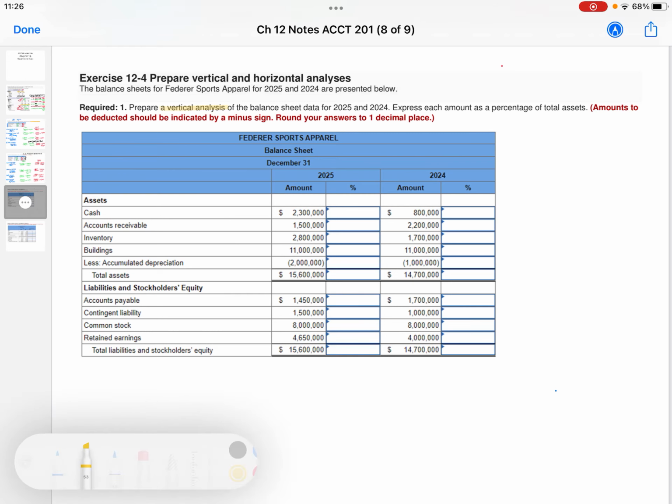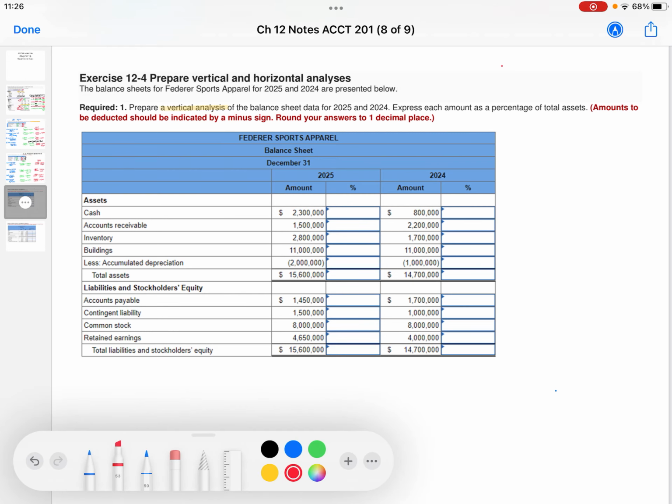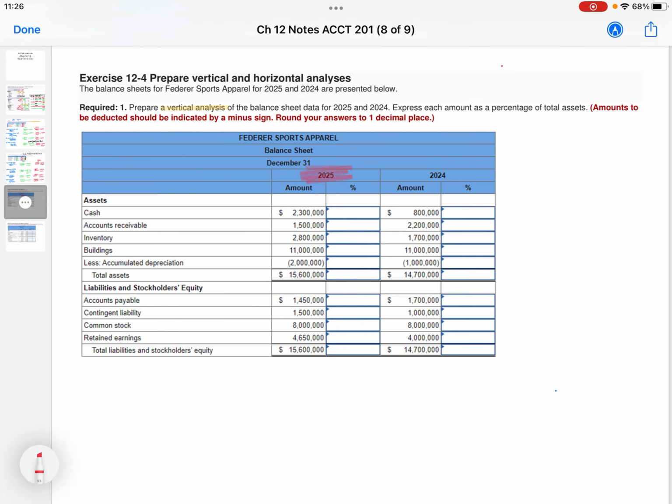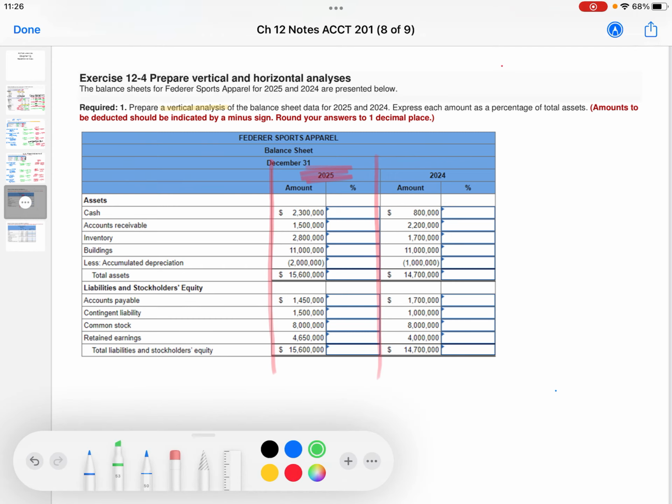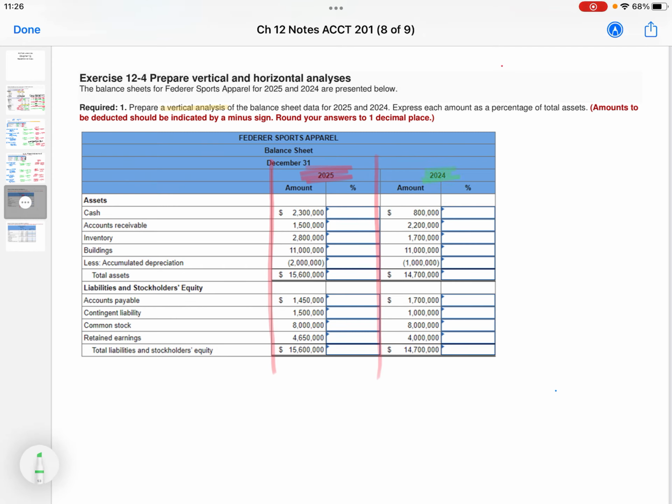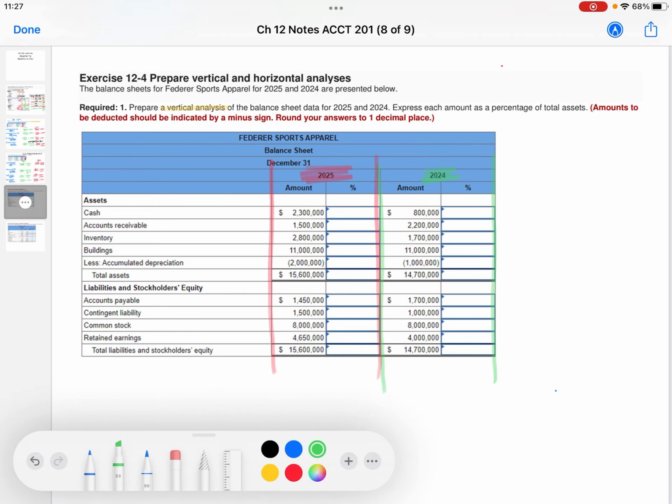So you'll see it's already set up where I can see this is 2025. And what I'm going to focus on is just this area, vertical. I'm going to go up and down. And then when I switch over to 2024, I'm just going to focus on these sets of columns. So I'm going to go up and down vertically. Okay, so that's one way to look at it, right?